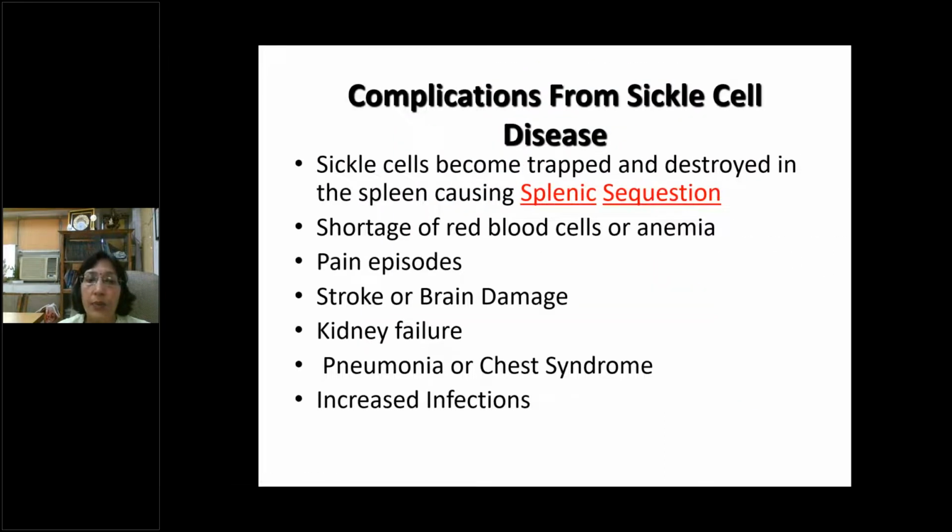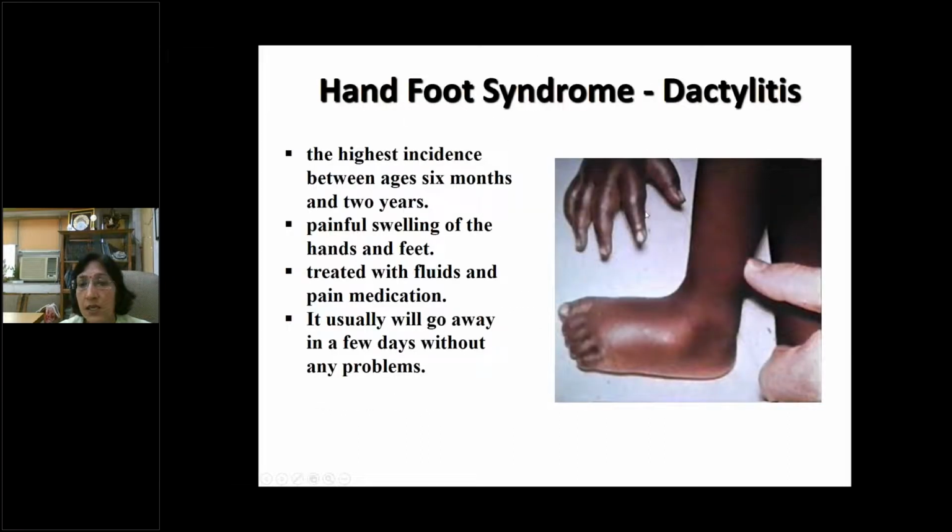So what can be the complications? We all know it will block the smaller vessels. So what will happen? Anemia, of course. It will lead to hypoxia, pain episodes, and maybe stroke and renal failure. These are the very common presentations of these patients. Dactylitis means inflammation due to obstruction of blood flow in the smaller vessels of the fingers, and it can lead to this type of swelling. This is very painful because they are experiencing hypoxia.